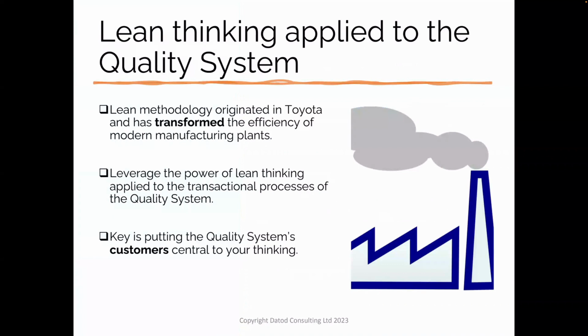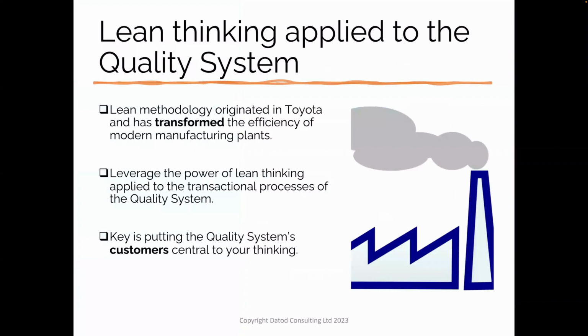Now, the concept of value arose from lean thinking, which originated in Toyota and has transformed the efficiency of modern manufacturing plants. One of the strands that will flow through subsequent sessions is looking at the QMS with lean eyes, in terms of looking at the transactional process within the QMS, removing waste and allowing it to flow. And key to that is looking at the QMS through different eyes, understanding what customers feel is important to them, and what is valuable.